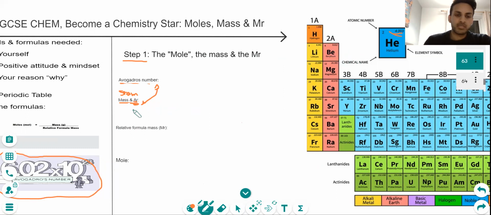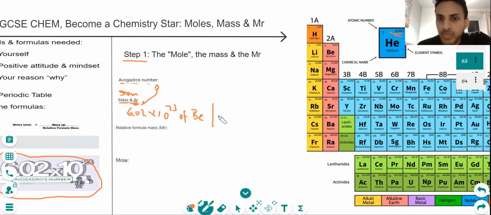So what that means is essentially 6.02 times 10 to the 23 is Avogadro's number of an atom. So for example, of beryllium, just to take a random atom.